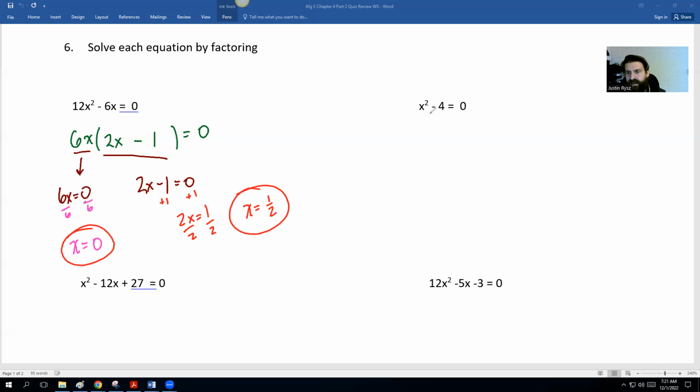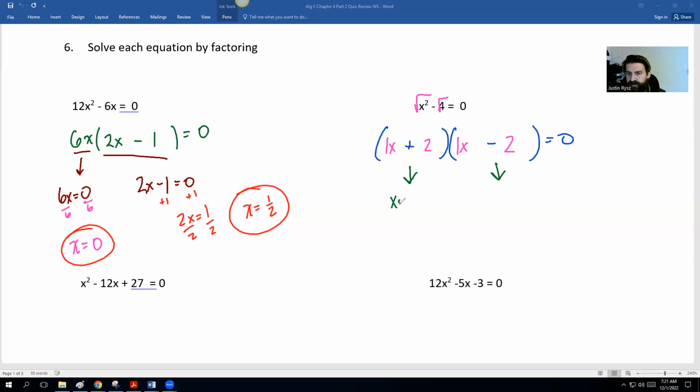Okay, this next problem here, we got x squared minus 4. But look, there's not a GCF we can factor out, but we have two terms with a minus in the middle. That's a difference of squares problem. If we take the square root of 1x squared, that would just be a 1x. If we take the square root of 4, that is 2. So we got a 1x plus 2 and a 1x minus 2.